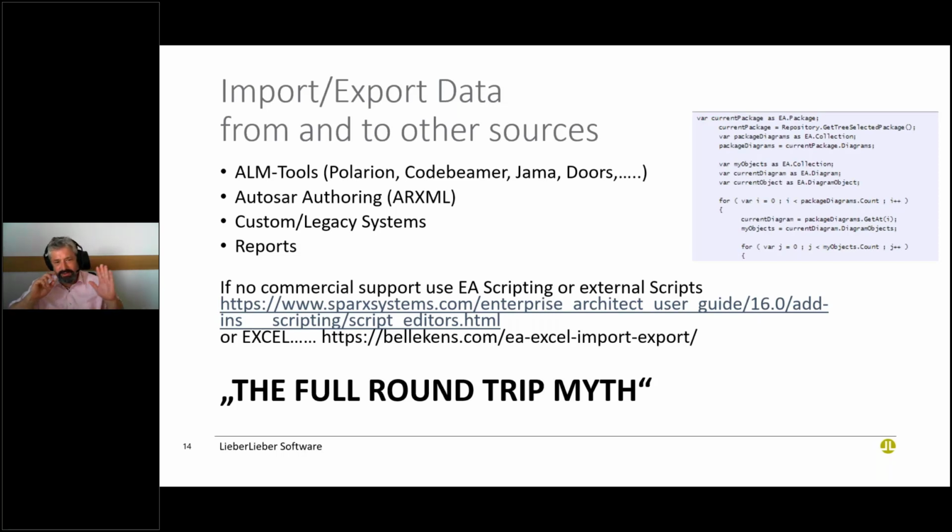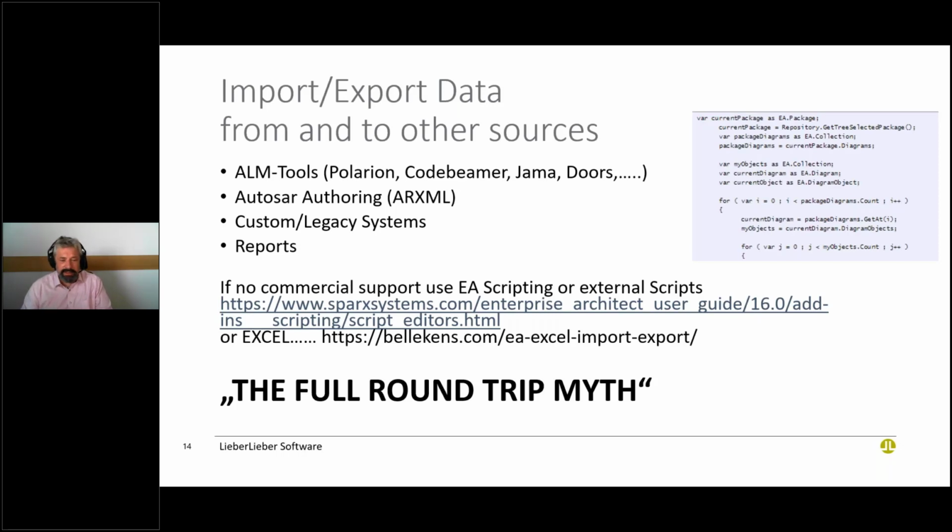There are various solutions for tools like Polarion, Codebeamer, Jama, or AUTOSAR stuff. You can do all sorts of things with custom and legacy systems. Either you write little scripts in EA, or you use add-ins that connect with Excel. It's all possible, but please never copy and paste information from one tool into another on a regular basis.